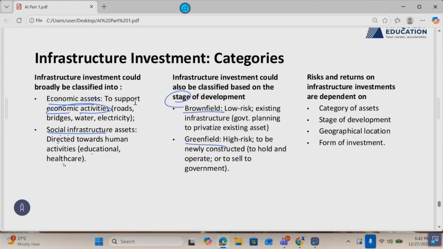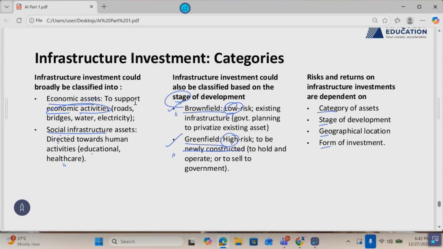Obviously, if it's existing, the risk is low. If it's not existing, then the risk is high. Please understand, if you're newly constructing, then it will be a high risk. Are we clear? So please learn brownfield and greenfield carefully. Existing, not existing, low risk, high risk. Correct? Risk controls also depend on category, stage, term, and geographical location.